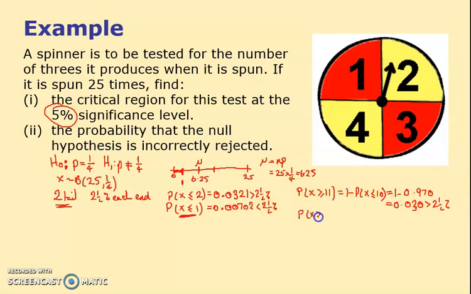Probability that X is greater than or equal to 12. I basically go further away because it's too big. I haven't rejected yet. So this is 1 minus the probability that X is less than or equal to 11. And type in 11, press go, and it says 1 minus 0.989. What's that? That's 0.011.